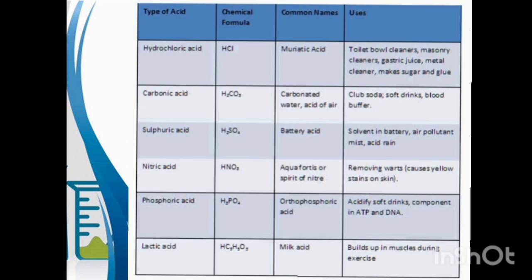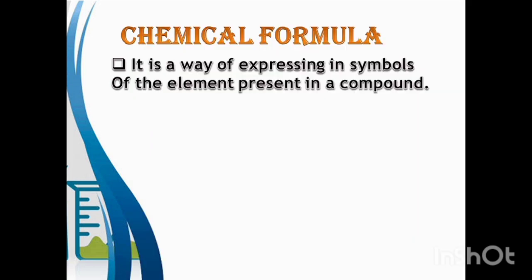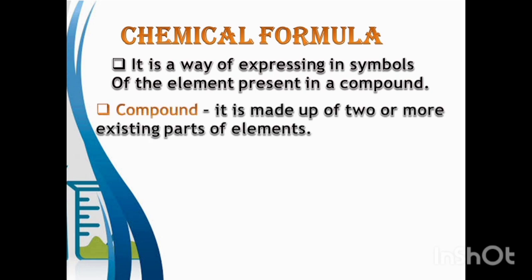Writing chemical formulas is a way of expressing in symbols the elements present in a compound, as well as the number of atoms of each element present in a compound. A chemical formula is a way of expressing in symbols the elements present in a compound. A compound is made up of two or more different elements.